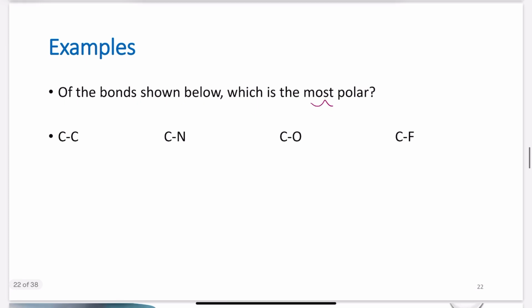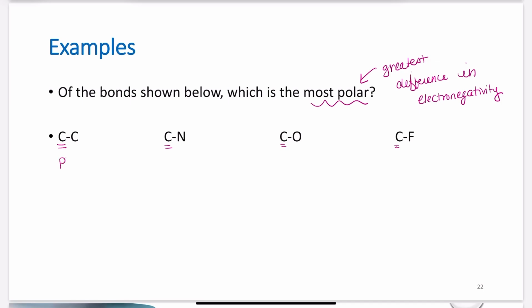So let's talk through a couple examples. Of the bonds shown below, which is the most polar? What that means is greatest difference in electronegativity. Well, how do I know? I don't have numbers. But notice they're all bonded to carbon. That's how I can tell. Because they're all bonded to carbon, all I really care about is the other species because they're all being compared to the same number. Even if I don't know carbon's number, I can use the judgment I have for the other species to gauge where this is going to be at.